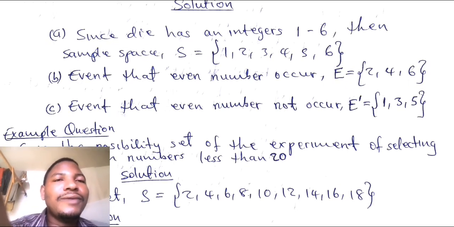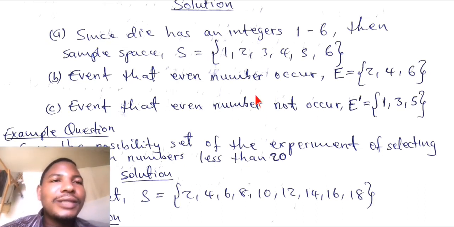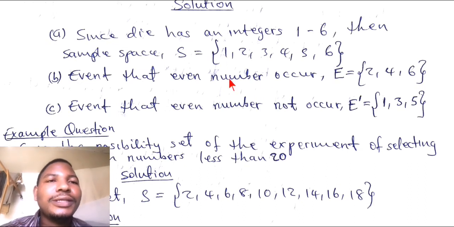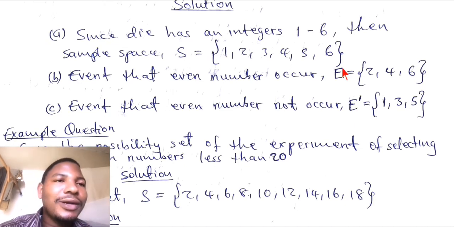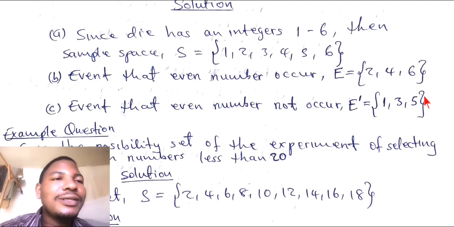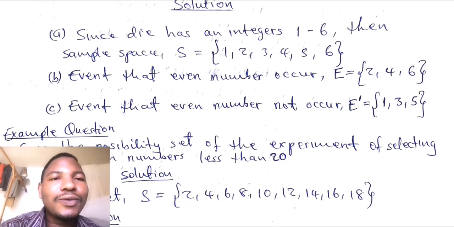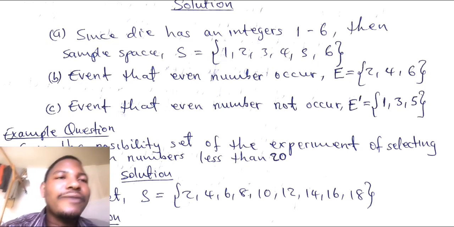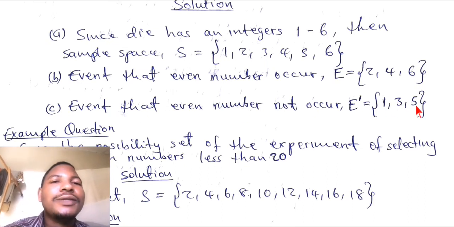Okay, so this one will be the event that even number occur, but also the event that even number not occur. This one is the vice versa of this one, although they are talking about the same thing, which is even number. This is the occurrence, this is not the occurrence. That's why this one you call E and this one you call E complement, because it is the vice versa of this one. So for the event that even number not occur, you have to choose all numbers which are not even, excluding the even numbers. So you have to exclude 2, exclude 4, and exclude 6. You're left with only 1, 3, and 5. That's why the event that even number not occur is 1, 3, and 5, as you see here.